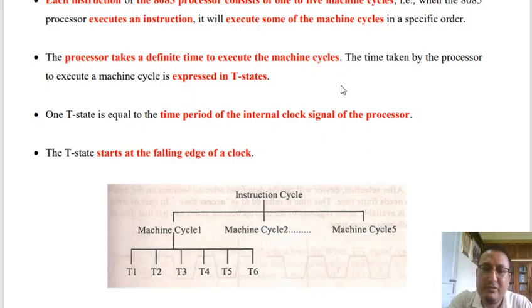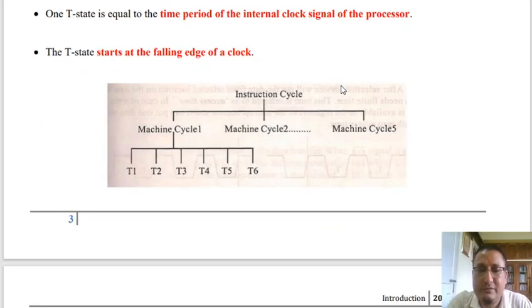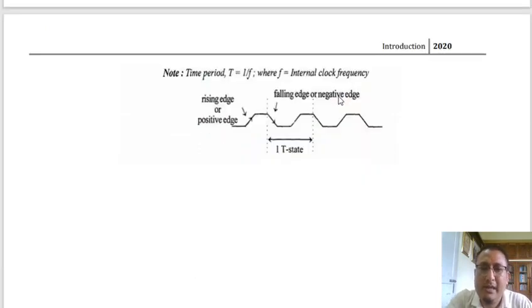So, one T state is equal to the time period of the internal clock signal of the microprocessor. Again, I'll repeat it. One T state is equal to the time period of the internal clock signal of the microprocessor. Now, T state starts from one falling edge and terminates at the next falling edge. So now let us try to simplify it. So instruction cycle consists of multiple machine cycles, whereas a machine cycle consists of multiple T states. Now, a T state is defined as a time period. A time period or T state is defined as 1 by f, where f is the internal clock frequency.